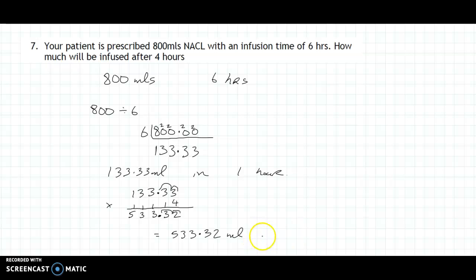So to the nearest mil, if you were just going to whole milliliters, the 3 there is low, so it would be approximately equal to 533 mils. That's it.